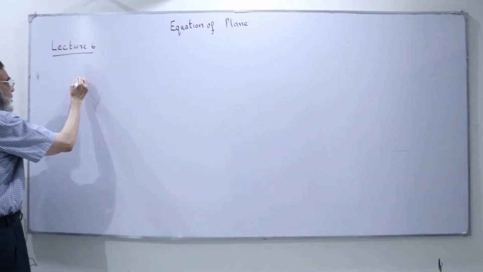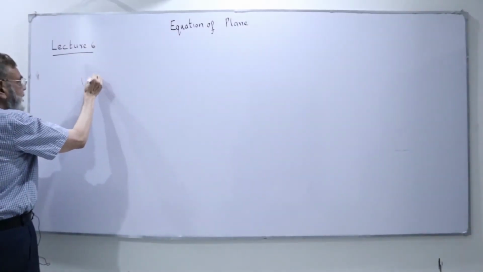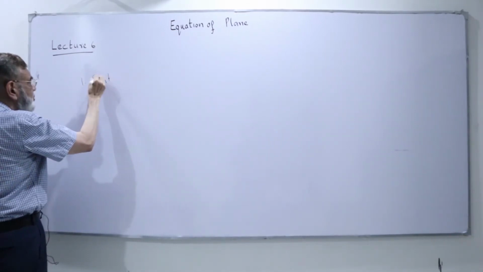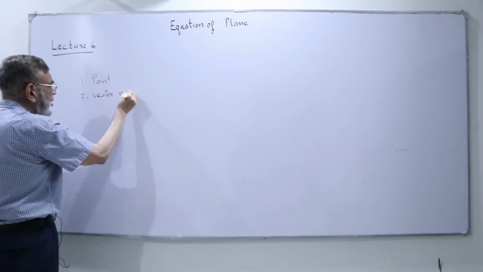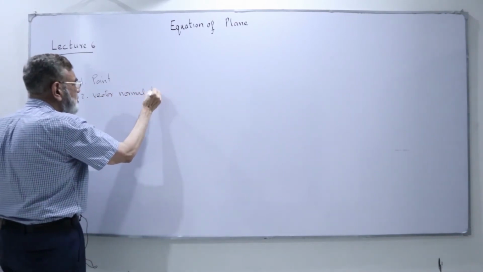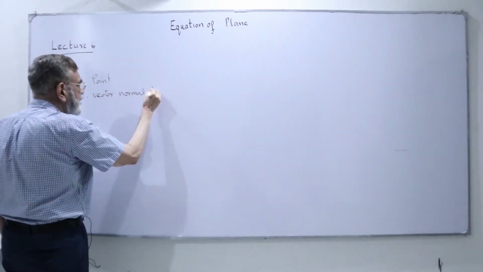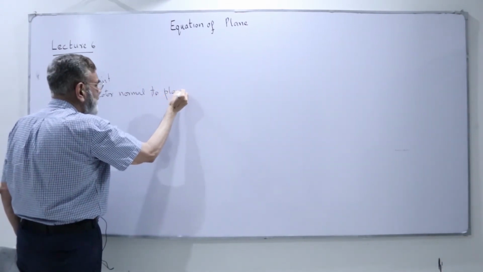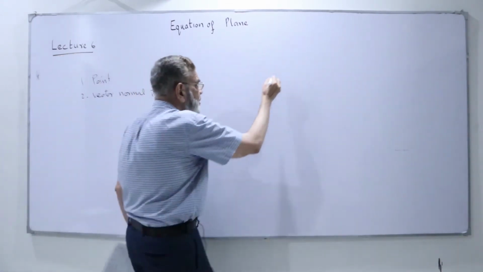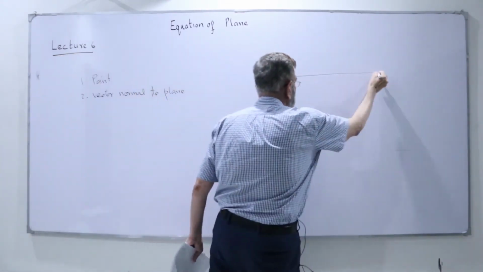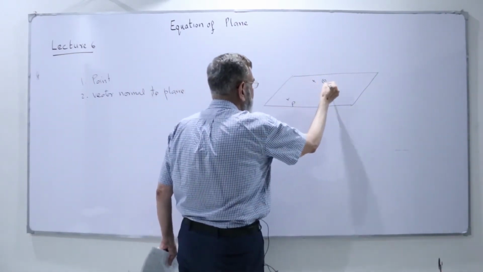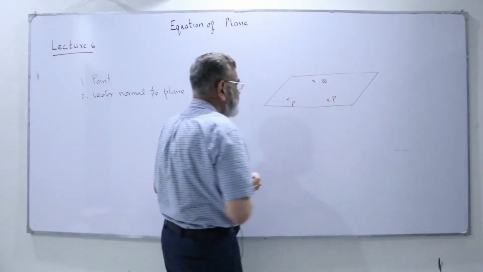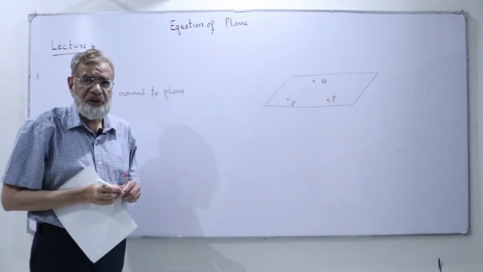To write the equation of a plane, we need two things. Number one, we need a point, and number two, we need a vector normal to the plane. If we're given these two things, we can find the equation of the plane. In the case we are given here, 3 points were given: point P, point Q, and point R, and we want to find the equation of the plane passing through these 3 points.